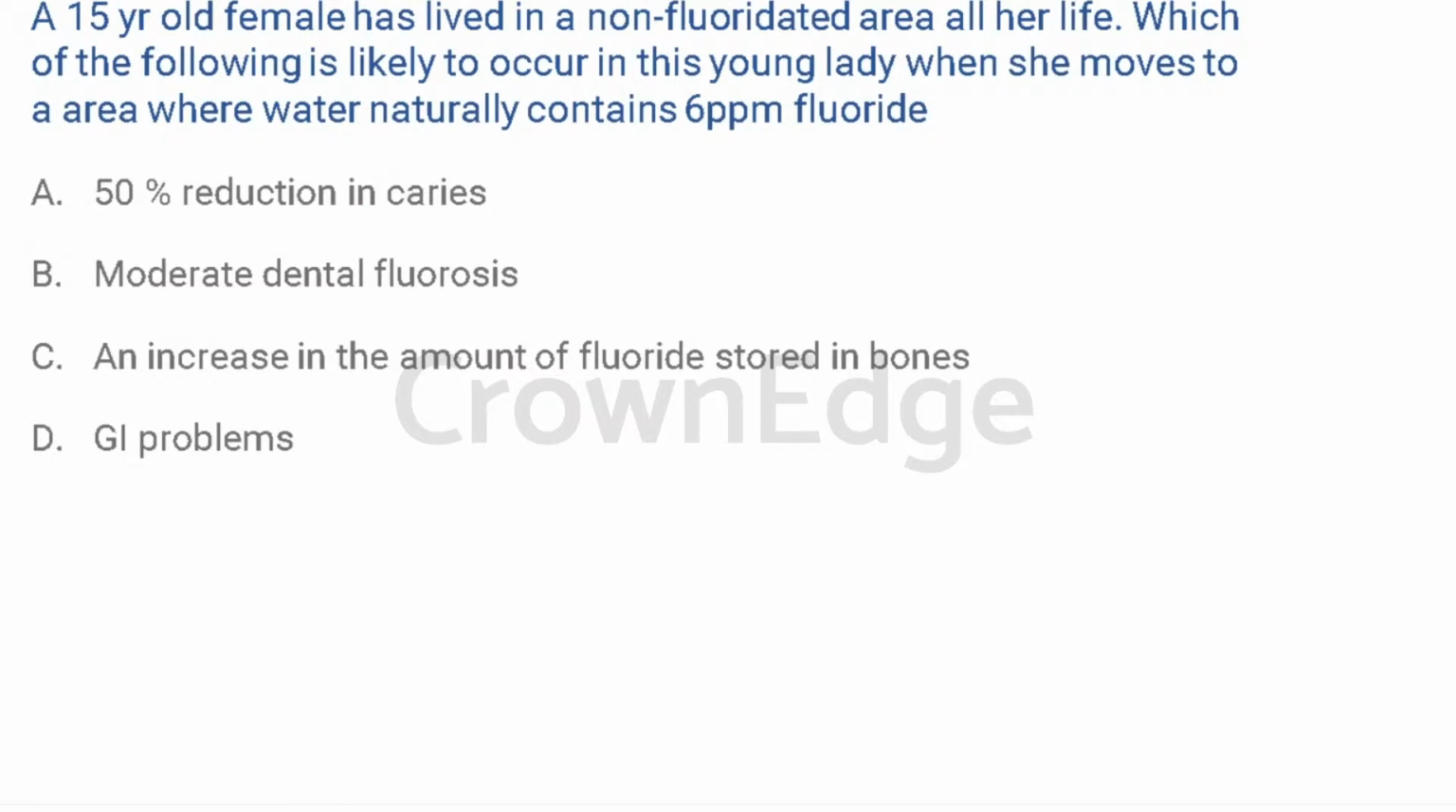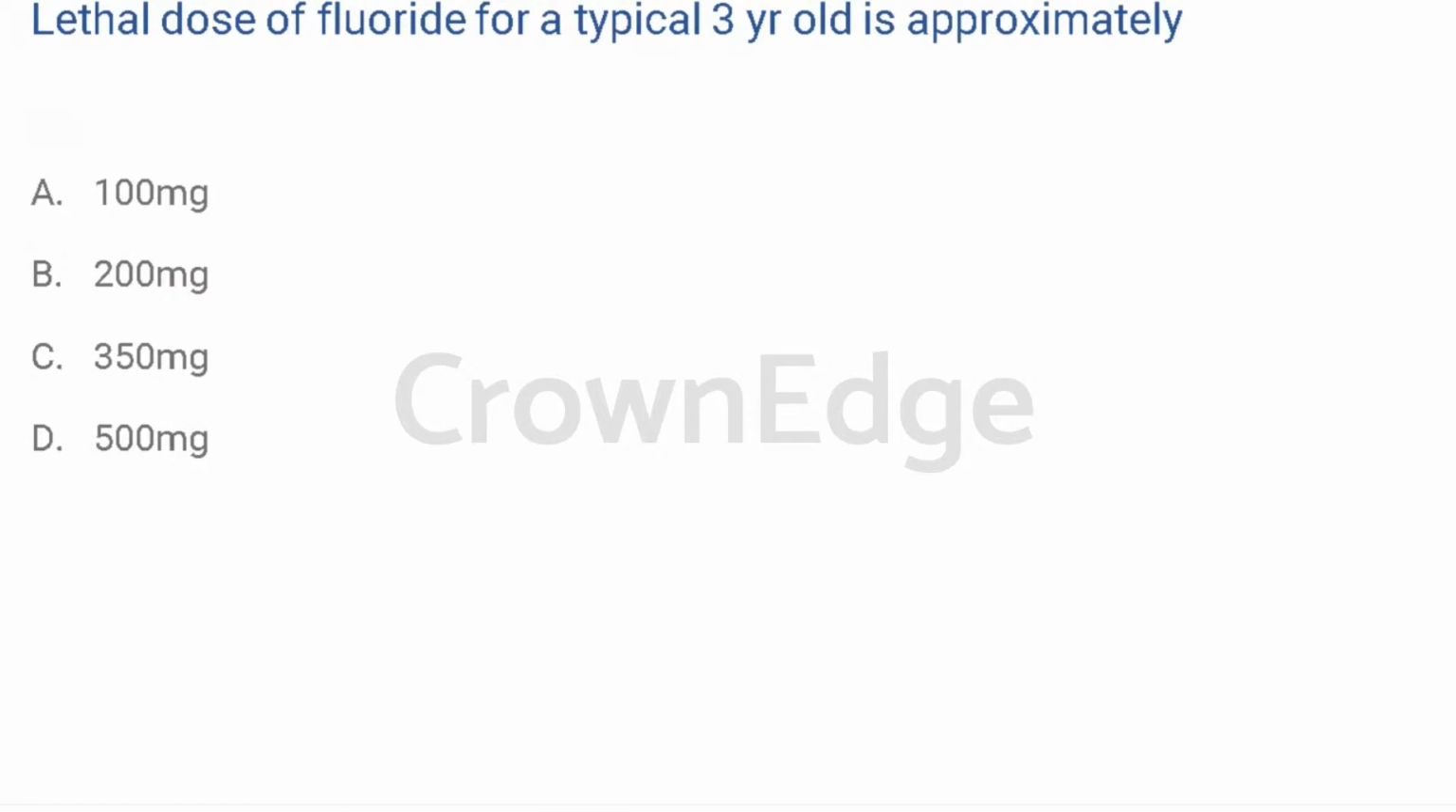The most likely thing you can see is an increase in the amount of fluoride which is stored in the bones. GI problems could be a chance only if she's ingested too much fluoride water in one go. So you can have an acute toxicity, but again, that is not very likely to occur. The question says which is likely to occur, and option C is the safest bet.